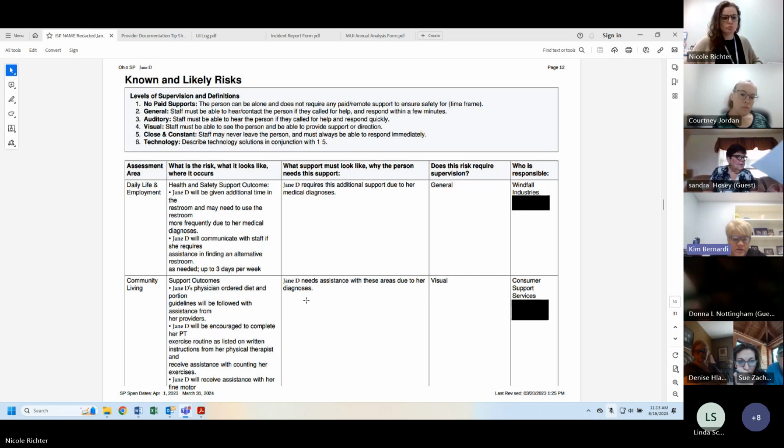Also down below, J&D will receive assistance with refined motor skills. So on the documentation sheet, plus there's physical therapy, I put exercise, fine motor and physical per PT recommendations daily as needed. So these are things that you're going to document, and this is where you're going to find those old support outcomes. These are their likely risks and things that they need services and help with. Nicole, can you go to the next page?